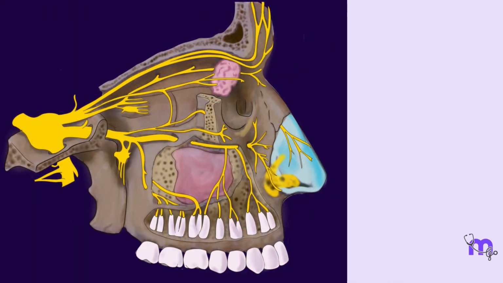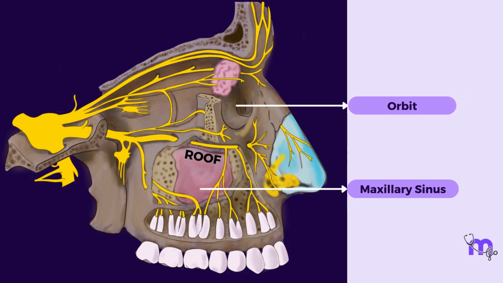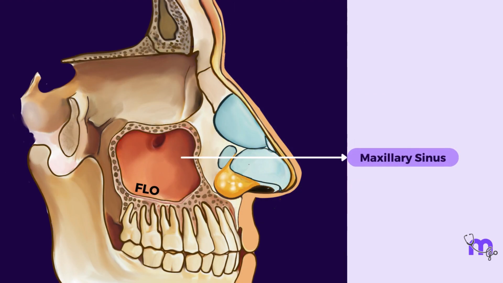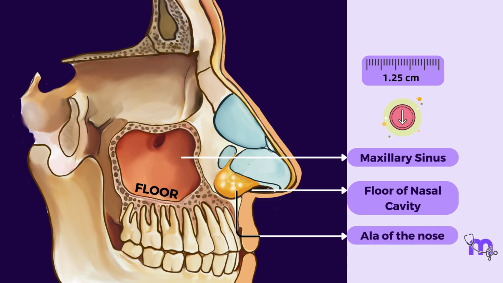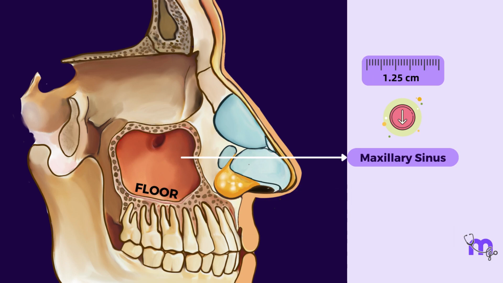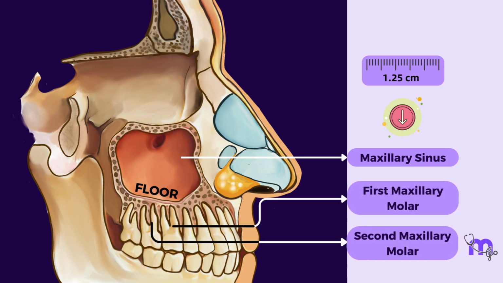In terms of its relations, the roof of the maxillary sinus is formed by the floor of the orbit, with the infraorbital nerve and artery passing through a bony canal within the roof. The floor, although very small, is formed by the alveolar process of the maxilla and lies approximately 1.25 cm below the floor of the nasal cavity, corresponding to the level of the alae of the nose. Normally, the roots of the first and second molar teeth project into the floor, creating elevations.